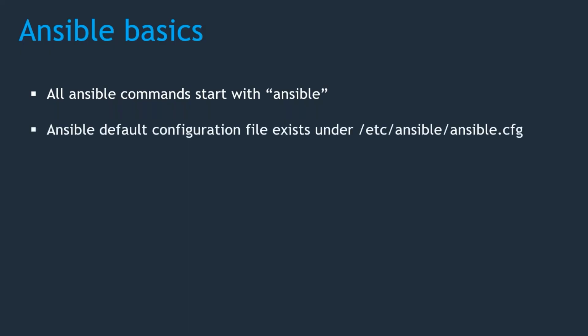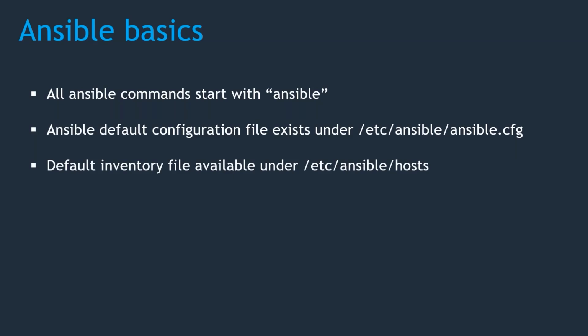Now let's start with Ansible basics. What are the basic concepts you need to understand? The first thing is that all Ansible commands start with ansible. Whatever Ansible commands you are executing, everything starts with ansible. Next, the Ansible default configuration file exists under /etc/ansible/ansible.cfg. This is the default Ansible configuration file location. Maybe we can create our own customized ansible.cfg file, but we can see that in later classes. For now, we are going to use only the default Ansible configuration.